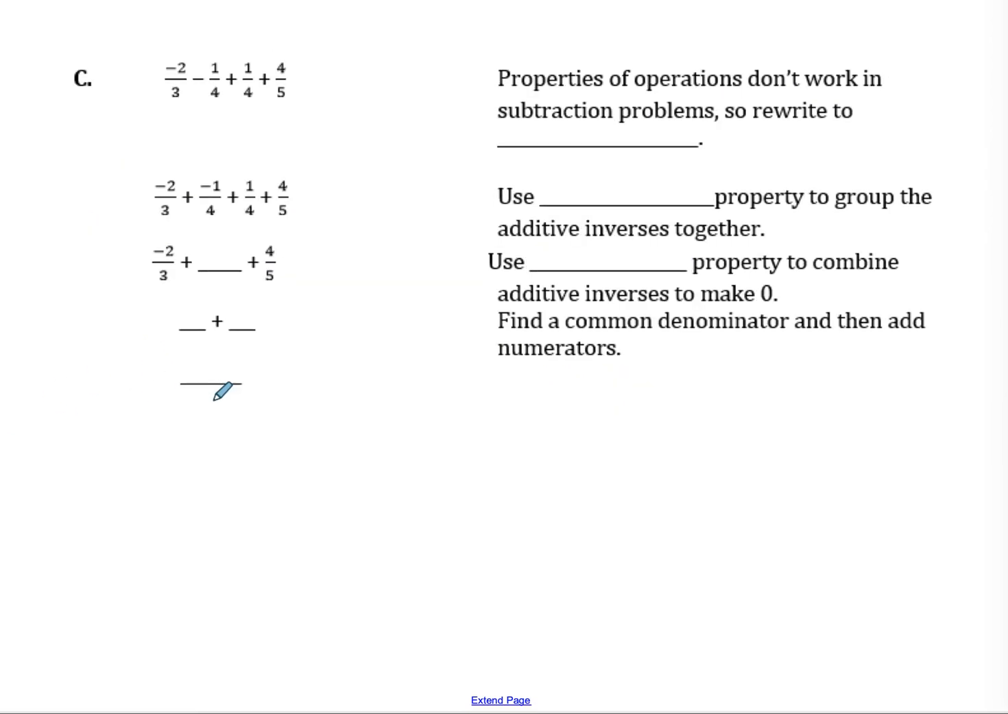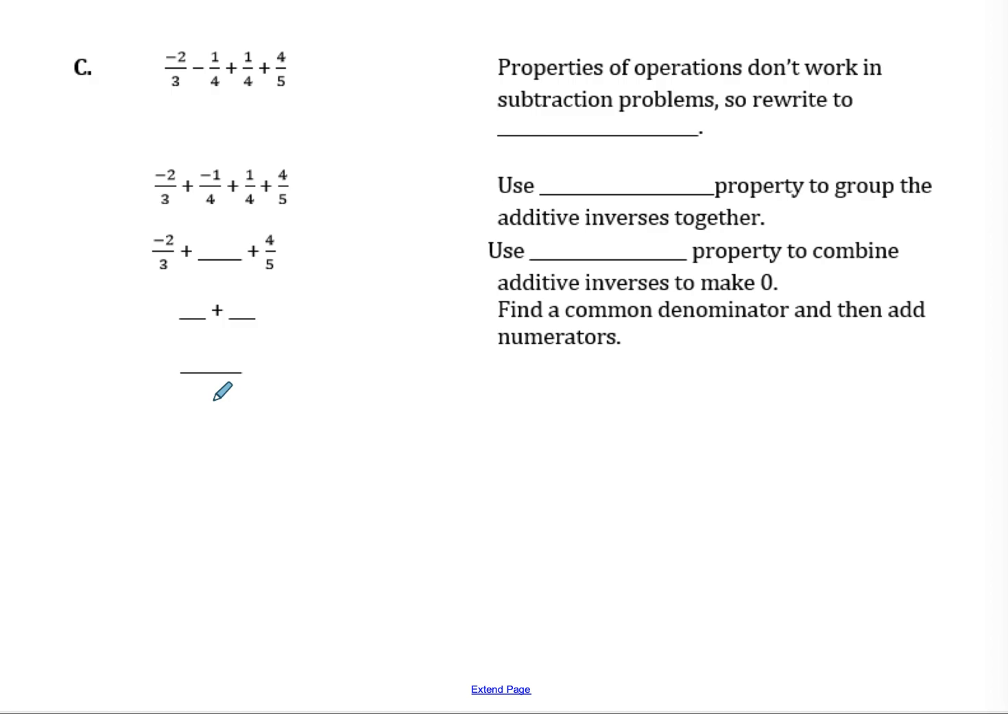All right, C is the same thing. I have some fractions this time. I do still have subtraction, so I need to start by taking that problem and changing the subtraction into addition. Boom, change to addition. Boom, change the sign. Negative 2/3 plus negative 1/4 plus 1/4 plus 4/5. Okay, my inverses are next to each other already. So instead of using commutative property to change the order, I'm just going to use associative property to group them.